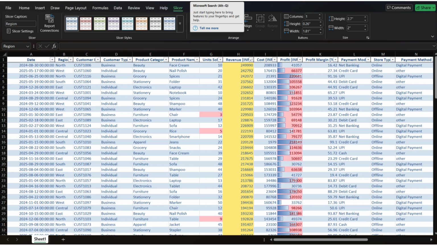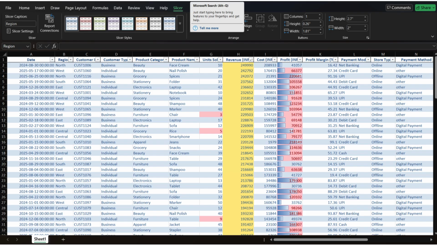The analysis shows that the beauty category is the most profitable, generating the highest overall earnings. Region wise, the South region performs the best, contributing the largest share of total profit. However, the apparel category and the East region are underperforming. They record the lowest profits and need closer attention.